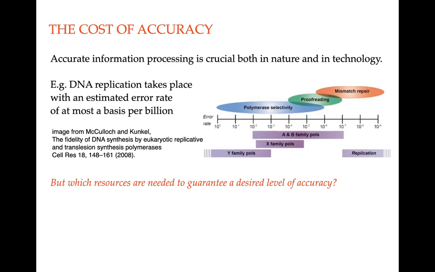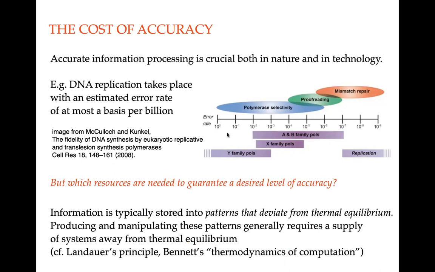The intuition here is that the resource is the deviation from equilibrium. There is the idea that when we store and process information, we store it in some way of encoding that deviates from thermal equilibrium. And the cost of accurate information processing is the cost of manipulating information away from equilibrium.